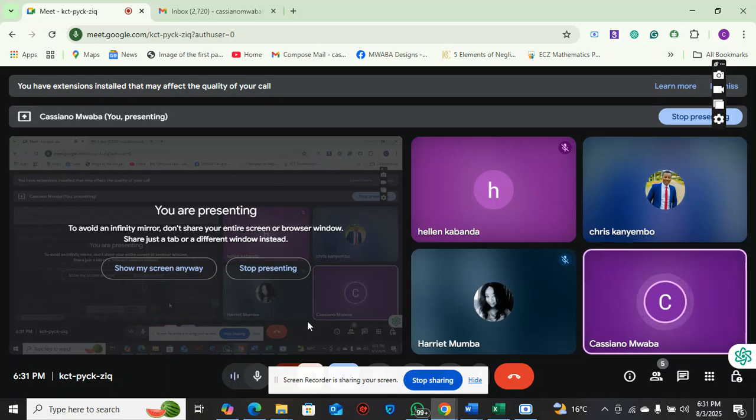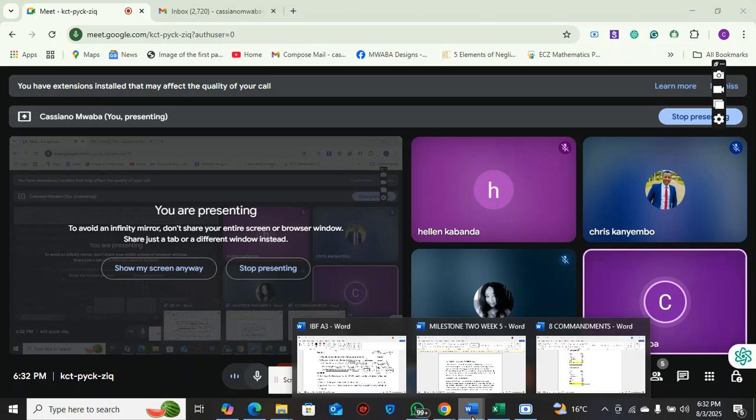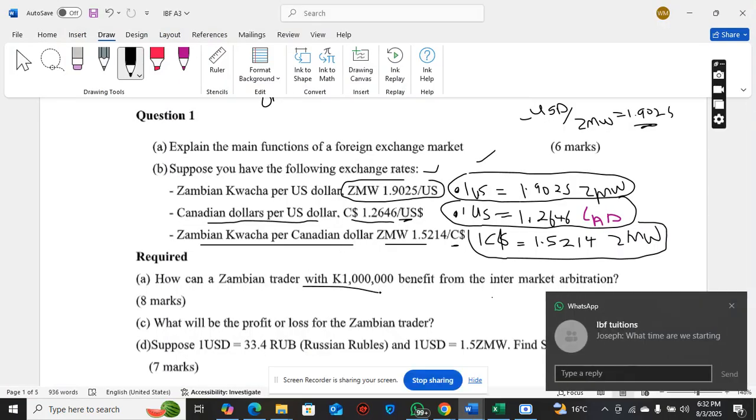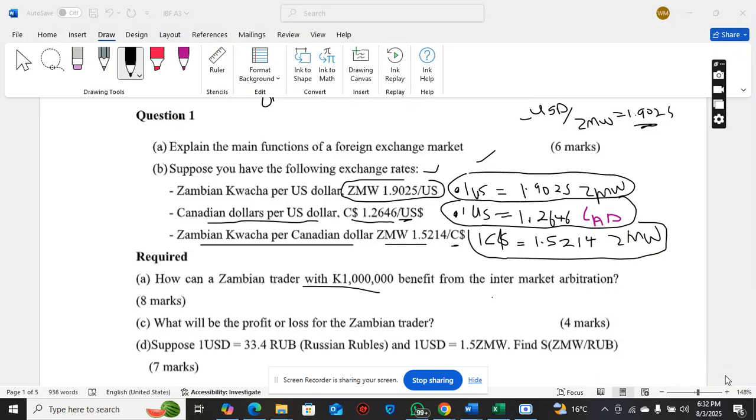Yes. So in simple words, this is just taking advantage of different exchange rates in different markets so that you can make a profit. Okay. It's all about making a profit. So here, as we've seen in this question, this Zambian trader wants to make a profit. As I said, there are two routes he can take. Today we'll just look at the route where he's going to make a profit.